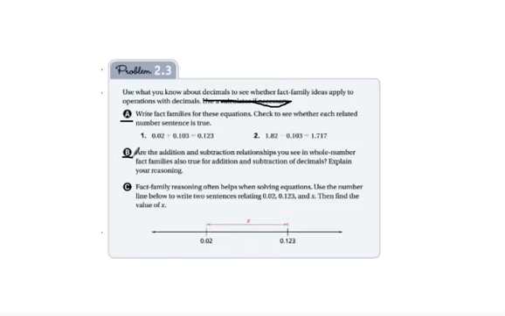Part C says fact family reasoning often helps when solving equations. Use the number line below to write 2 sentences relating 200ths and 123 thousandths, and then x. It says then find the value of x. So you're going to come up with 2 sentences that you could use to relate these 2 numbers.